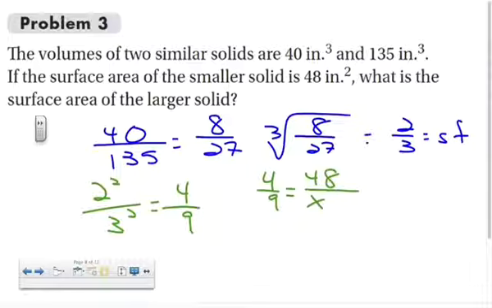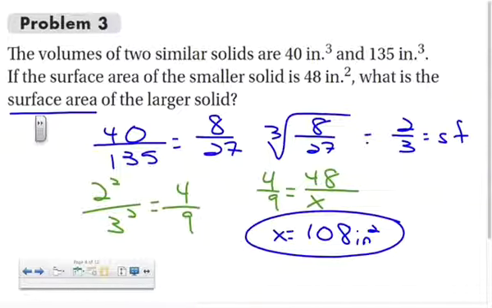I took the scale factor and squared it because I'm using scale factor to find area. Remember, area is a square unit measurement. So that's why we have to take that scale factor and square it. We cube rooted the volumes so that we can find the scale factor. And then we take that scale factor and square it in order to put it into a proportion. And when you do, you find that the surface area is 108 square inches. Yes, ma'am.